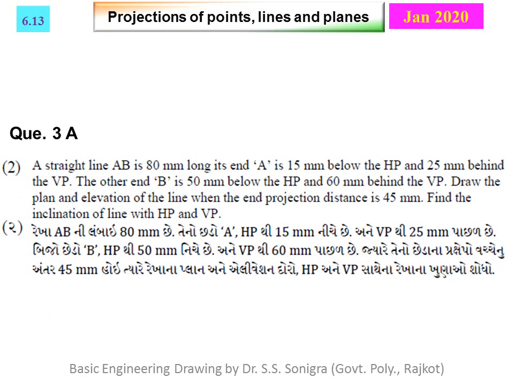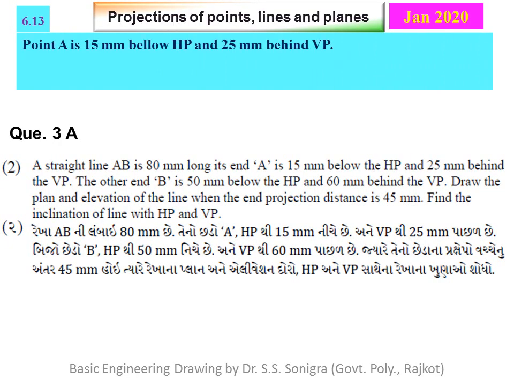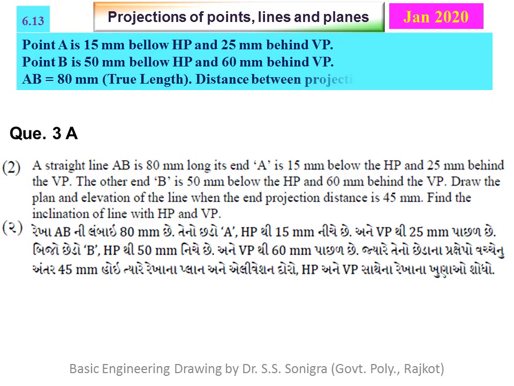Next problem from January 2020, question number 3A. The data can be written in brief like this. Point A is 15 mm below HP and 25 mm behind VP. Point B is 50 mm below HP and 60 mm behind VP. True length of AB is given as 80 mm and the distance between projection lines is 45 mm.